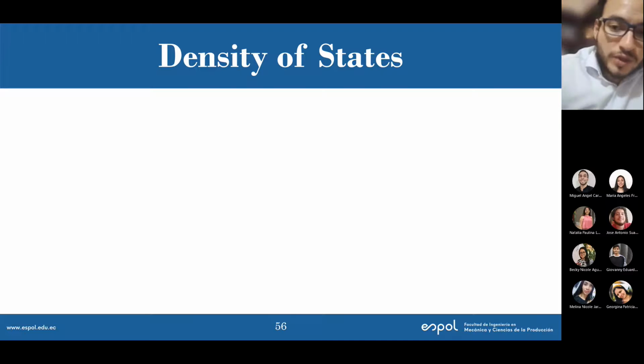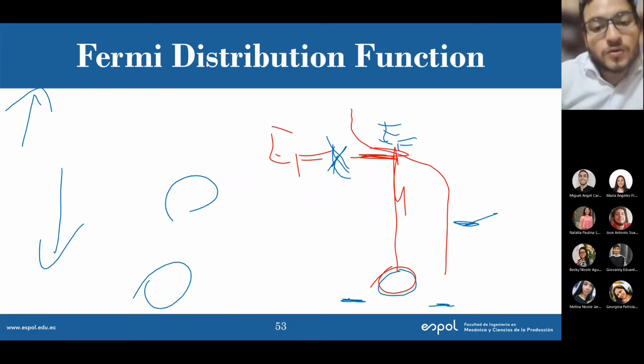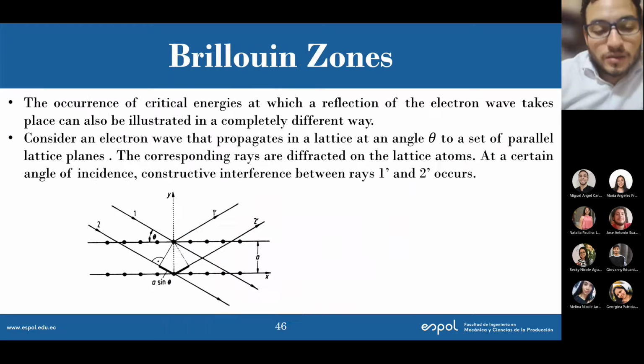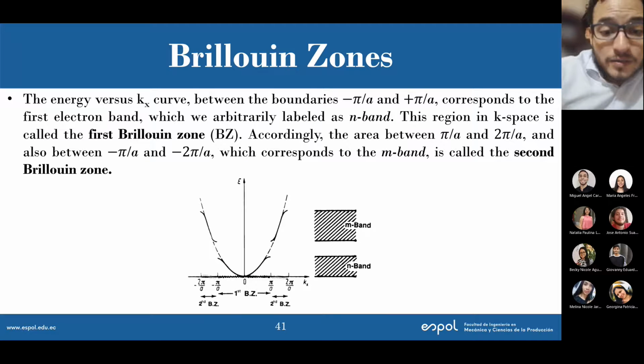How are energy levels distributed over a band? Because we have a band, right? A full band. I guess I'll have to go back a lot, just so you can see it clearly. This is a band, right? This is a whole band, this is another band.